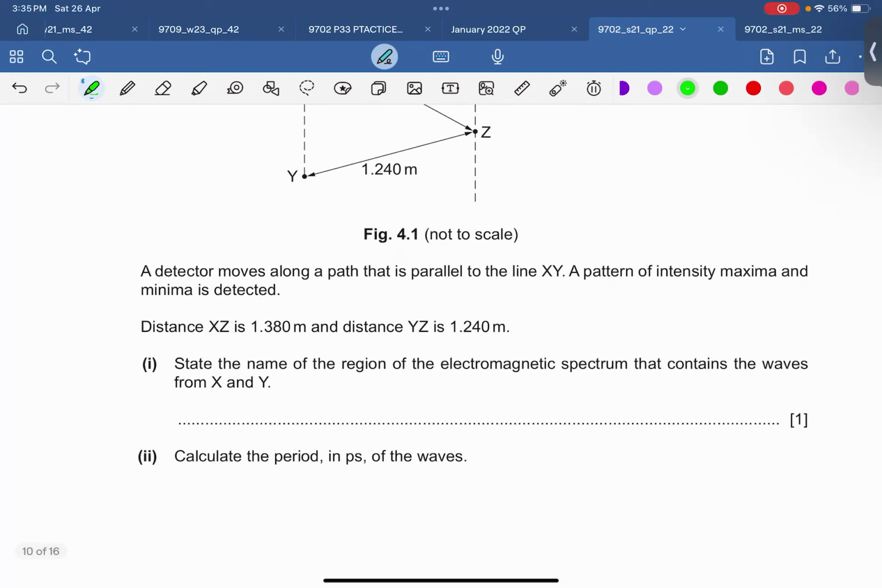Calculate the period. Wait, this one. Contain the wave X or Y. So did they mention the wavelength? Yep, the wavelength is given.